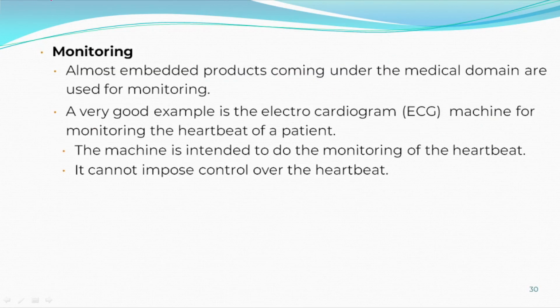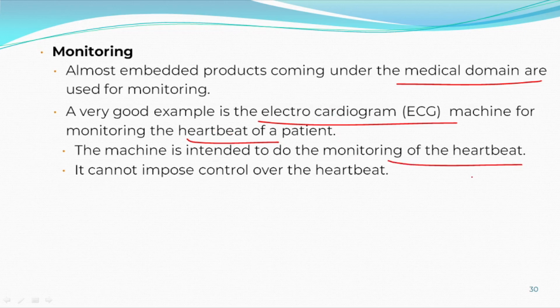Next is monitoring. Now if you consider medical equipments, there are a lot of medical equipments which are designed only for monitoring of some signals which are generated from the human body. An example for that could be an electrocardiogram machine, which checks the heartbeat. Now this particular machine, what you have to remember is it will only monitor the heartbeat. It has no control over the heartbeat.